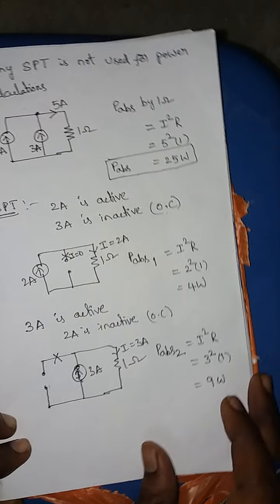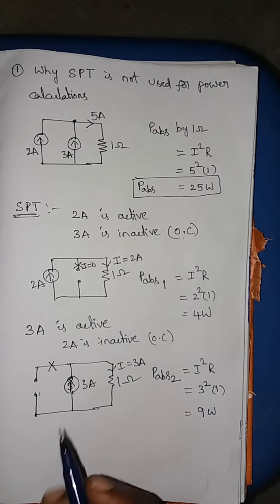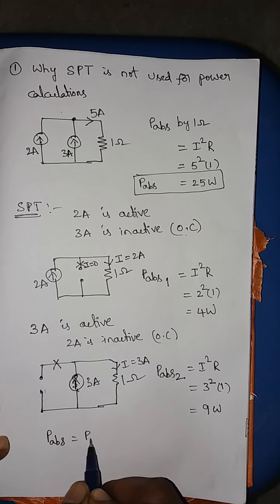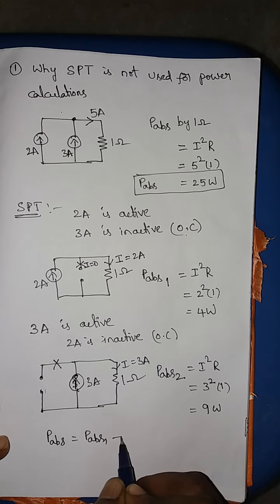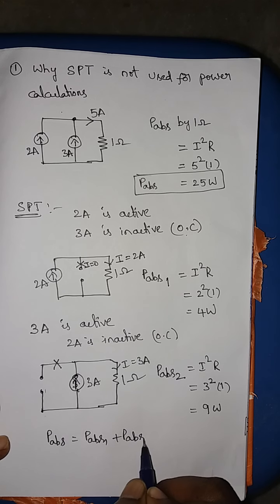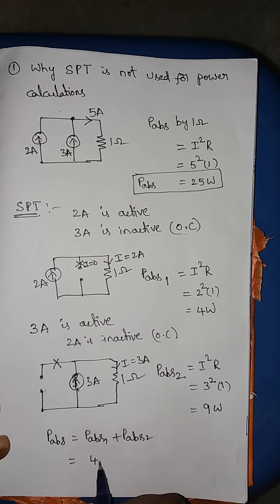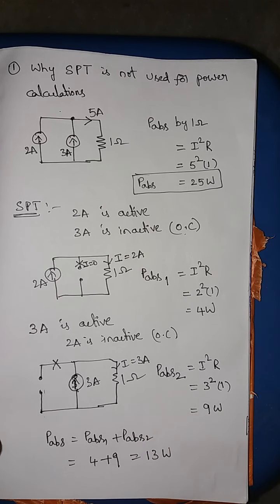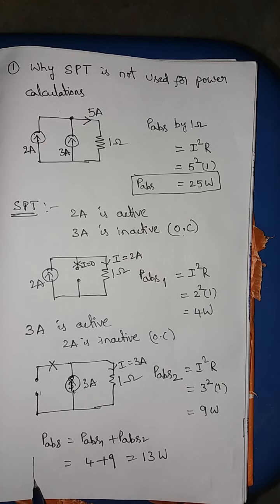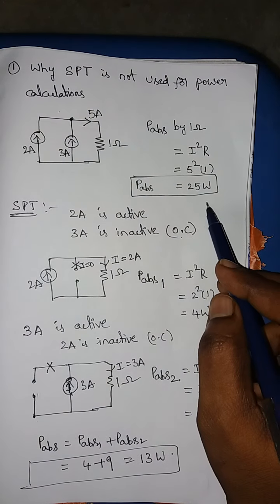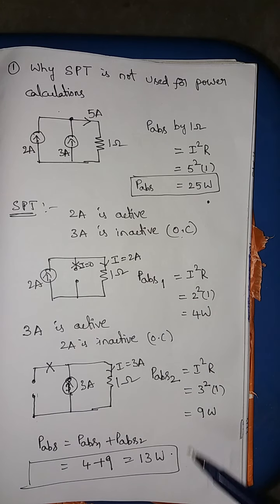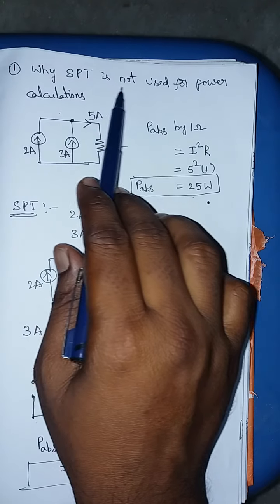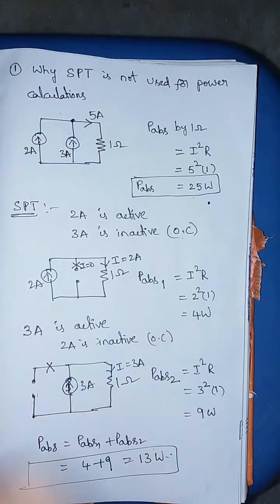So according to the superposition theorem, the total power absorbed is P absorbed 1 plus P absorbed 2. This is 4 plus 9, it is 13 watts only. Now, is this 13 watts equal to 25 watts? No, these two are not equal. Hence we say the superposition theorem is not used for power calculation.